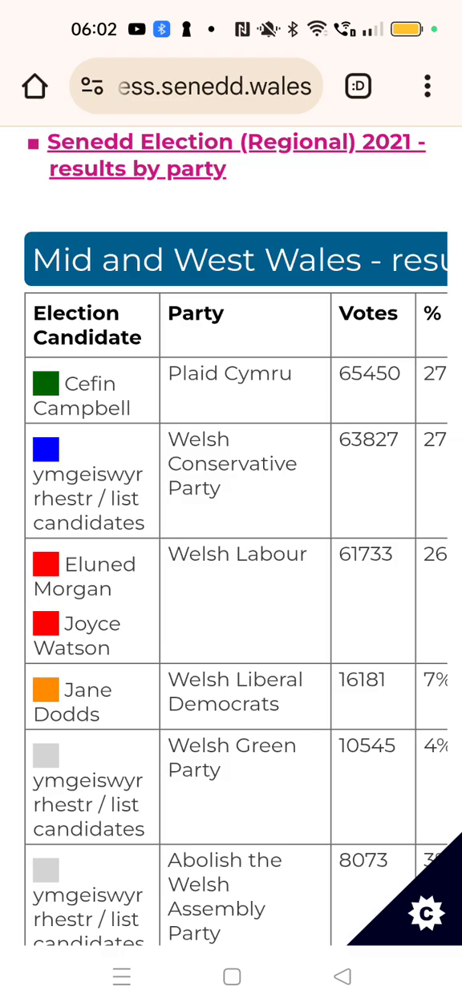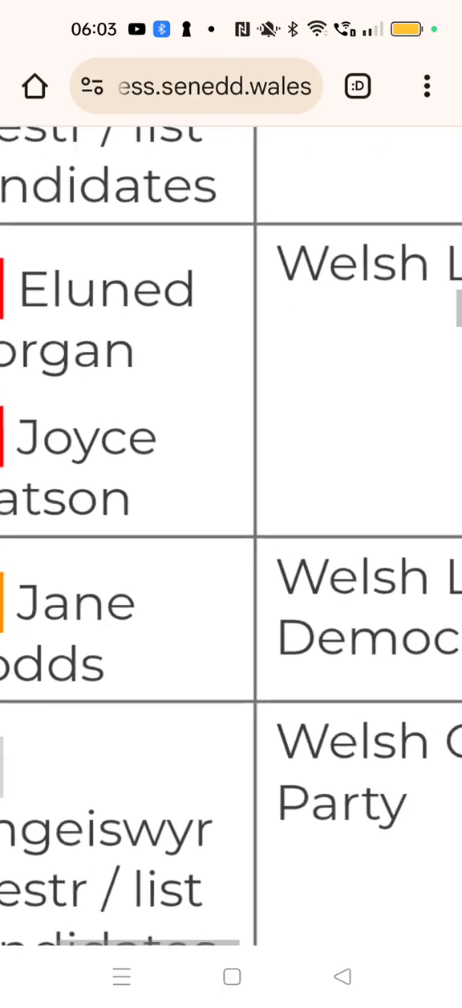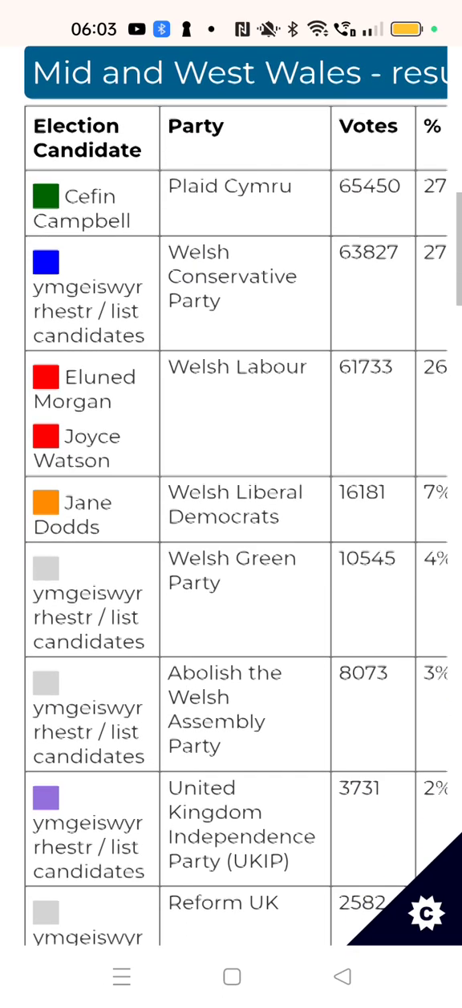It's about making it look like they're giving other people a chance, like, oh, we've got a few Greens in here now and Lib Dems, right? But Labour and Tories are always going to get in. Now, when it comes to this Ellen Morgan, right, I don't know what's going on with Joyce Watson. I'm not sure what's going on with that, unless they got that between them, just Welsh Labour.